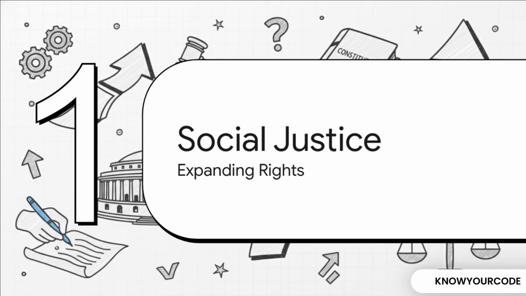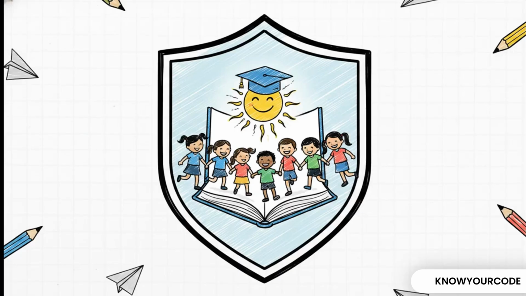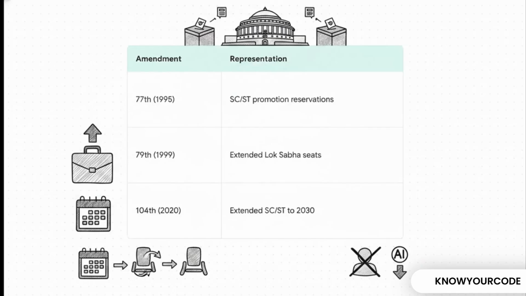And that brings us to our final section, Section 5, Education and Social Justice, Expanding Rights and Representation. A genuinely massive milestone for the nation happened in 2002. The 86th Amendment officially made elementary education a fundamental right. It explicitly forced the state to guarantee free and compulsory education for every single child between the ages of 6 and 14.